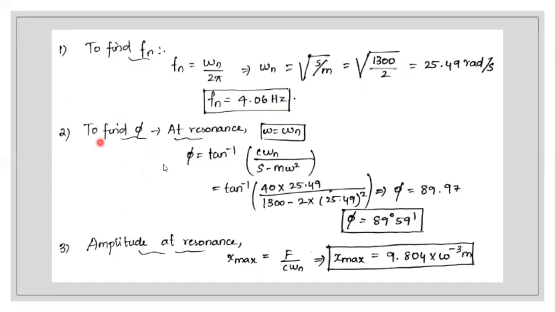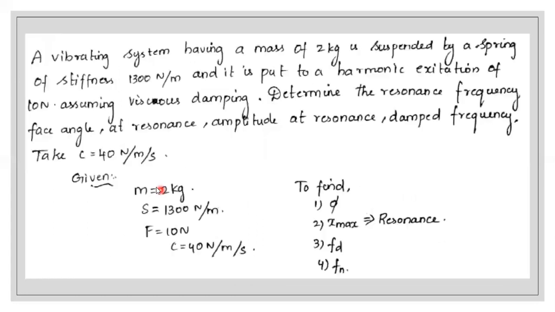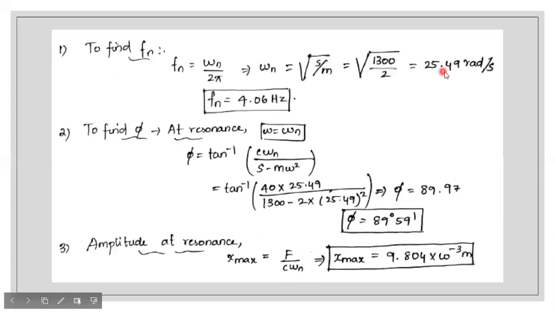Second thing, we need to determine the phase angle at resonance condition. At resonance, omega is equal to omega n, and the phase angle formula is there, just substitute all the values and you will be getting a phase angle of 89 degree 59 minutes. Third thing, we need to determine the amplitude at resonance condition. So we know, right, x max is equal to F by c omega n. So substitute all the values. The force value they have given is 10 Newton. The c value is 40. And omega n we just got. So just substitute and you will be getting the x max value.